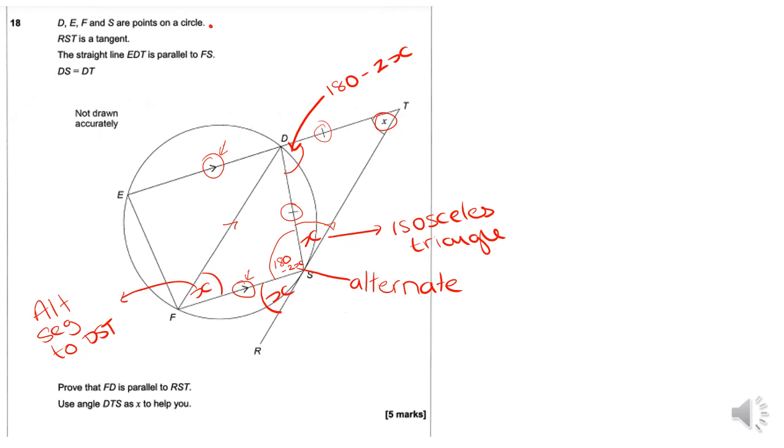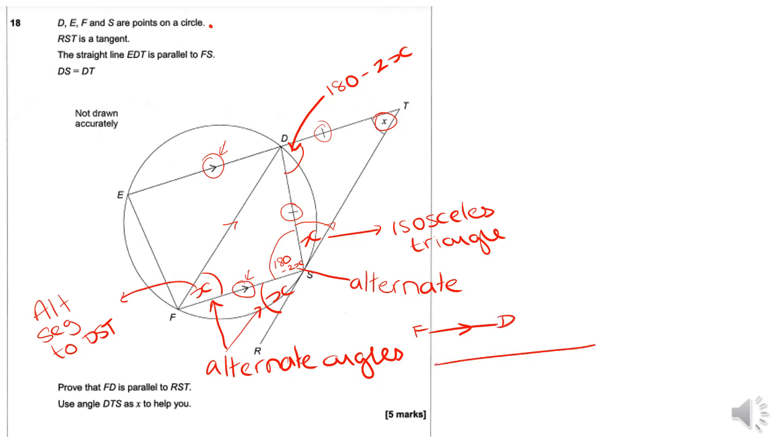Well, now that we've shown that these two are alternate angles, and they're alternate created by FD and RST. So they're created by a transversal between them because we've shown that this is x and this is x. Therefore, FD is parallel to RST.